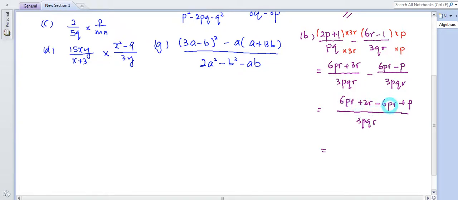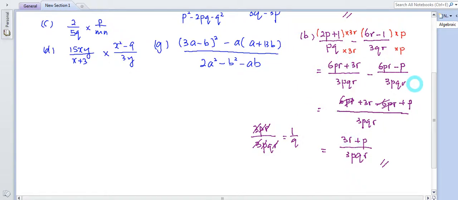Okay, so 6pr minus 6pr actually cancel out. Now you have 3r plus p. The denominator will be 3pqr. Okay, this is the final answer. Remember, you cannot cut the 3 here because you have a plus. If, let's say, 3pr over 3pqr, yes, you can cancel this. P also cancels, r also cancels. Eventually, you will have 1 over q. But this is different. This is plus. So we cannot cancel the 3, we cannot cancel the r.